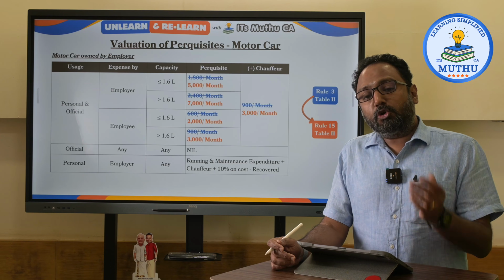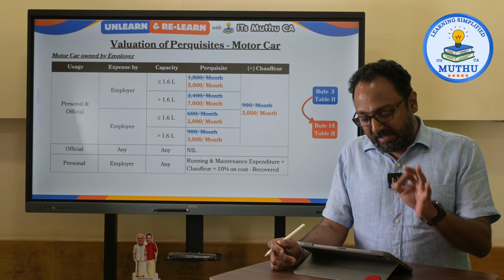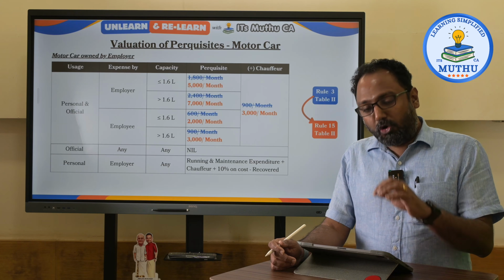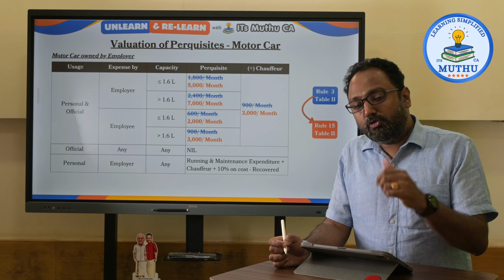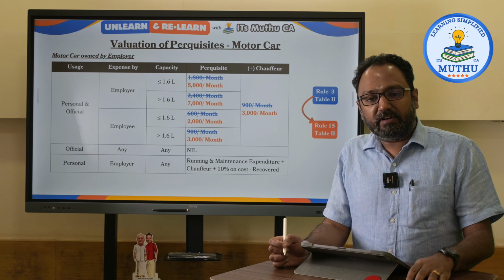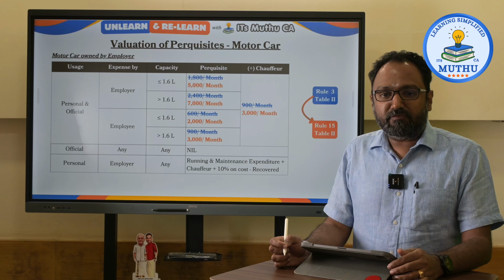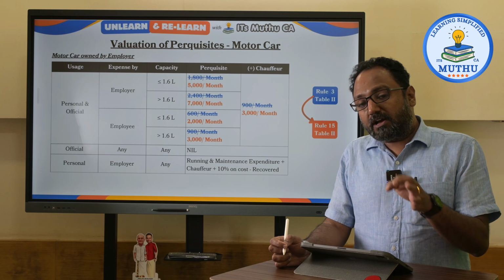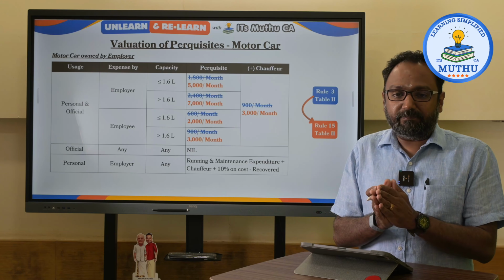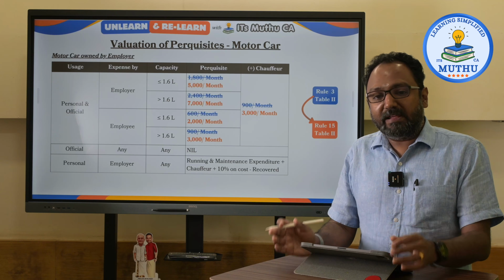So now we'll move on to Rule 15, which is discussed on valuation of perquisites. The old Rule 3. So old Rule 3 is now Rule 15. So table 2 of Rule 3 and now table 2 of Rule 15 talks about valuation of motor car. We are first going to understand what happens to motor car owned by employer. There's a big shift. So a lot of new income is being brought in.